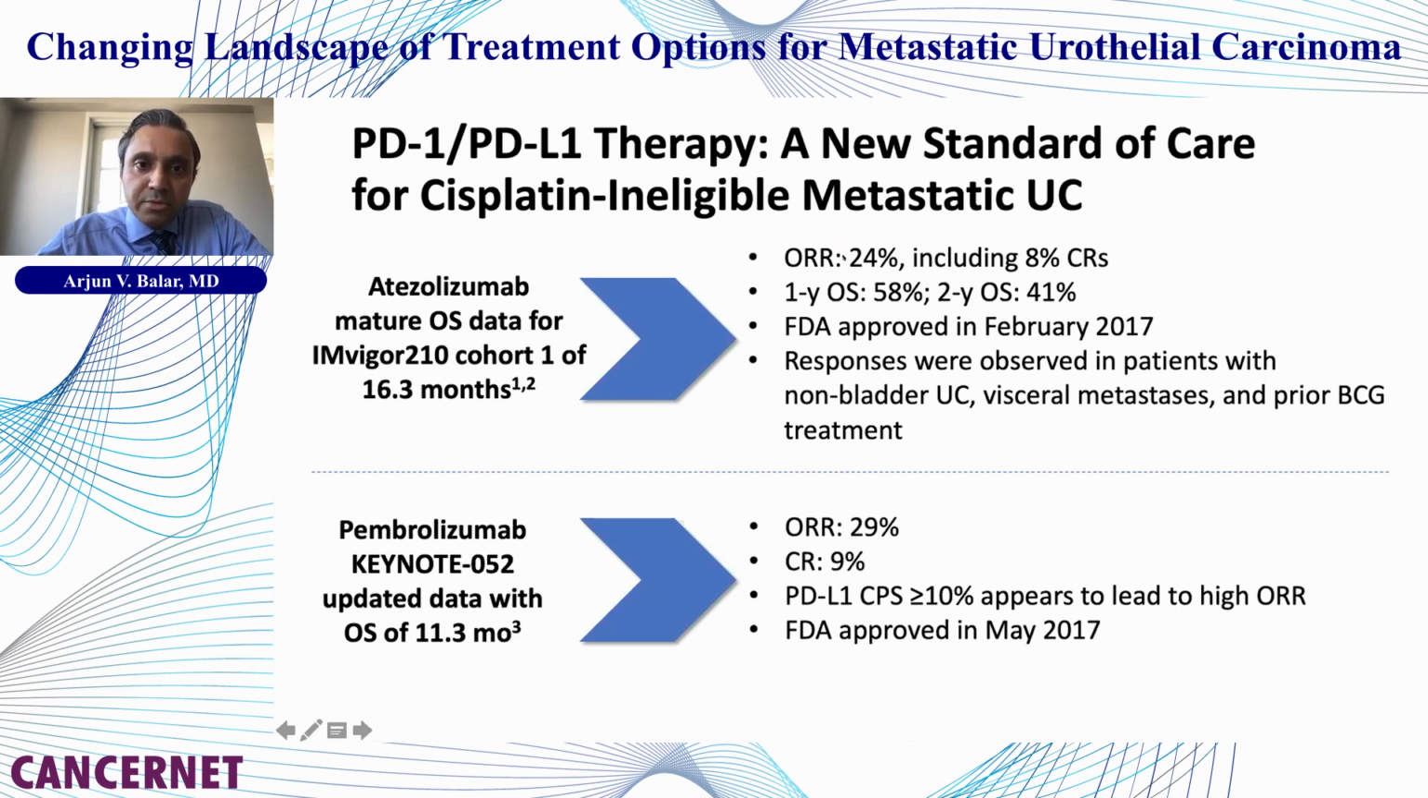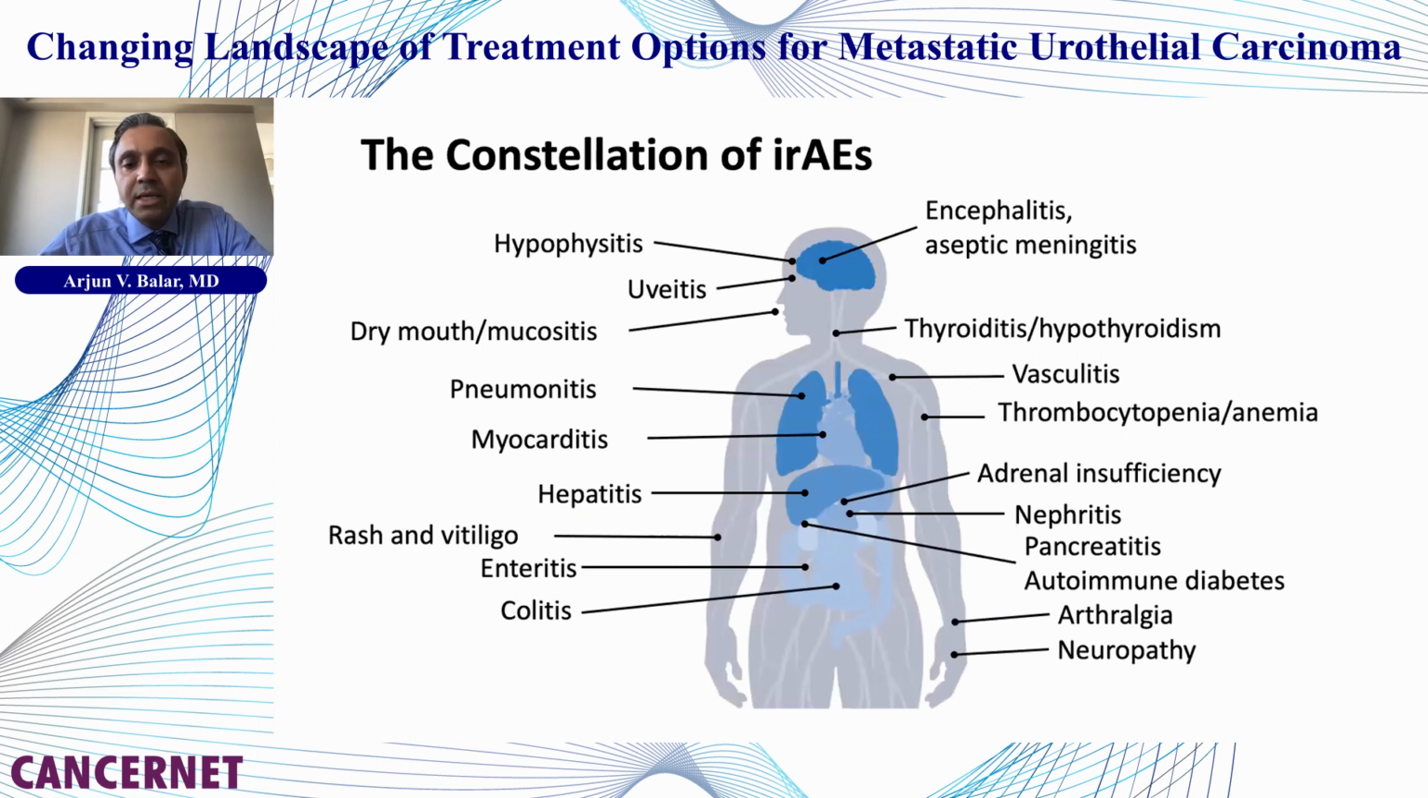Atezolizumab, objective response rate of roughly 24%. And the update we presented was a 41% 2-year OS rate. And pembrolizumab, the long-term follow-up is currently in press right now. Objective response rate of 29%. But again, we have to restrict its use to PD-L1 overexpressors or patients who are not eligible for any platinum-containing chemotherapy. It would be terrible if we didn't cover safety, because it is important.